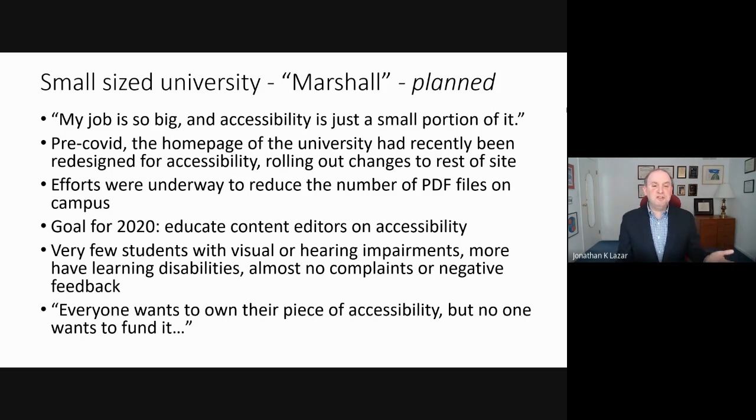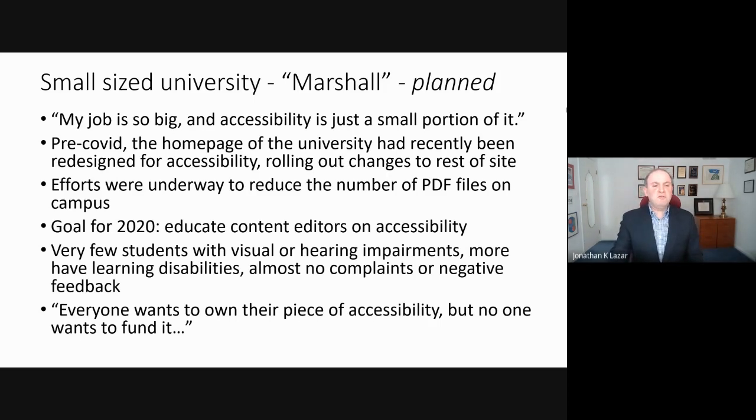Marshall was planning to reduce the number of PDF files on campus. Why? Well, he said, again, PDF files are hard to make accessible, right? And, you know, if anyone has seen before the NC State, the Great PDF Purge, you can look at North Carolina State. Their goal was to reduce as much as possible the use of PDF so that the things that must be in PDF format, you could then focus on making sure all of those were accessible.